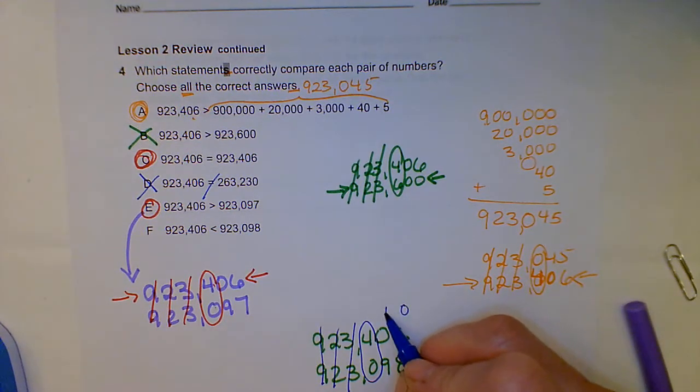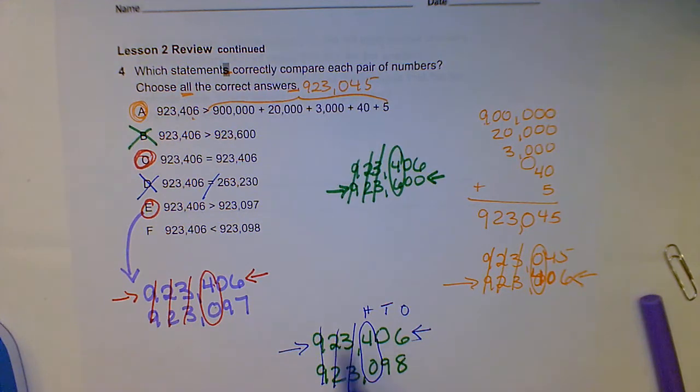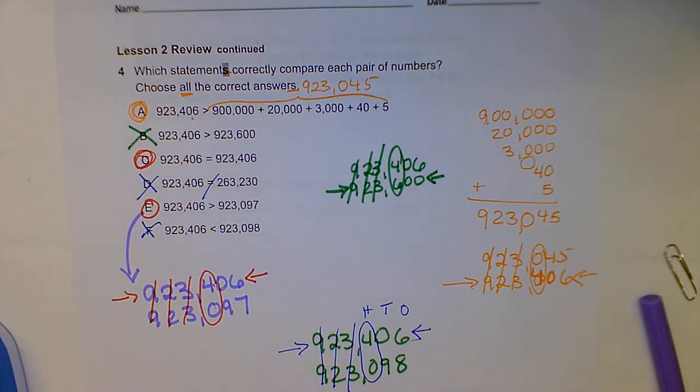You could go ones, tens, hundreds if you wanted. And here I see 4 is bigger than 0, so that means that the number that has that 4 is bigger. So 923,406 is greater than 923,098. Good job, my friends. All right, so now what we know is that this one's bigger. Let's see if they did it correctly here. Nope, they have it backwards, so that is an incorrect answer.